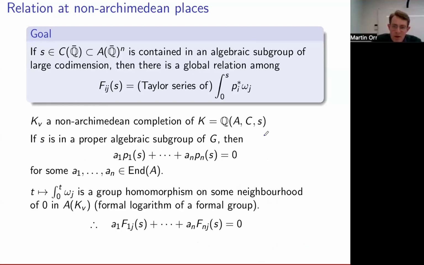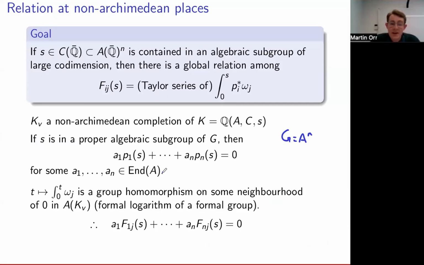Okay, we work in some non-Archimedean completion of this field that I just mentioned. If we've got this point S in some proper algebraic subgroup of G, remember G was equal to A to the N, then this implies that I can describe my subgroup by some condition like this. I guess if I want to describe an arbitrary subgroup, I might need multiple conditions like this, but at least the point S must satisfy at least one condition of this form. So I take combinations of the projections onto all the factors where I can multiply by endomorphisms of my abelian variety.